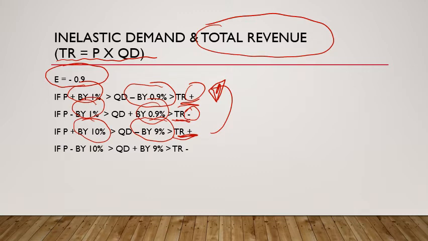And finally, the last illustration. If price goes down by 10%, what happens to QD? QD will go up by 9%. So, down by 10, up by 9, which is the stronger effect? The price effect. Therefore, TR will decrease, which is similar to this example here. And again, I wonder what kind of products these are, these inelastic demand products.